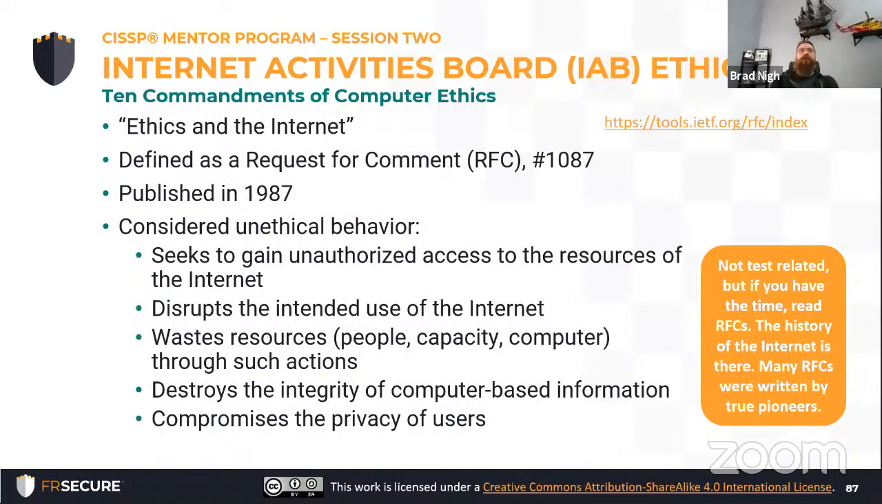So here is where you can see this is the Internet Activities Board, ethics and the Internet, request for comment. So RFC 1087, published in 1987. The RFCs are, and like it says down there, if you have time, they're really interesting. They're just really cool to understand that history and kind of understand the thought process behind some of these things, right?